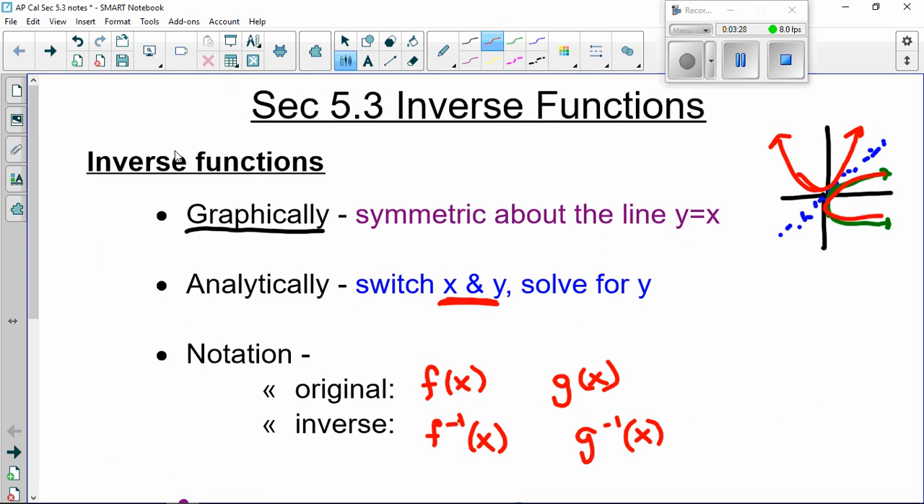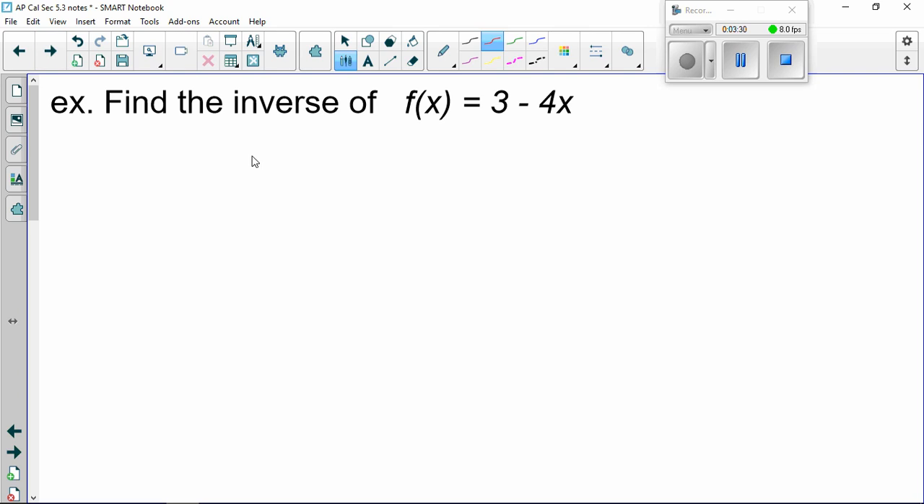Okay. So let's talk about finding inverse functions. So to find the inverse of f of x equals 3 minus 4x, our first step is going to be, it's going to be easier to switch x's and y's if we change f of x to y. So we have y equals 3 minus 4x, because our definition is switching x and y, so we want to have a y in there.